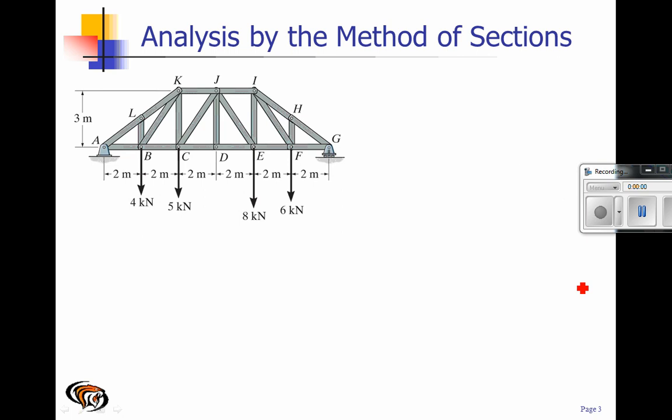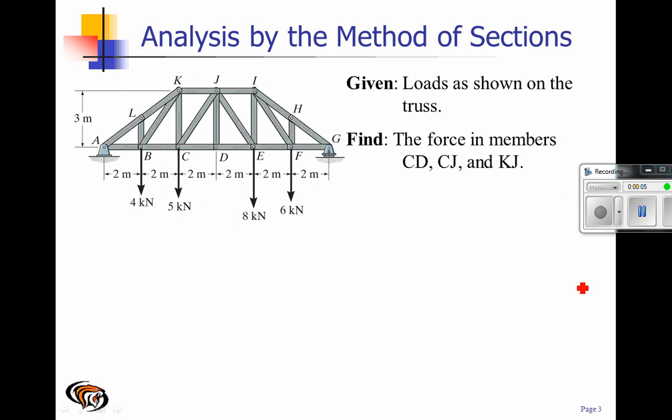In this video, we're going to analyze a truss using the method of sections. The given truss and loading is shown. Basically, we are looking to find the forces in members CD, CJ, and KJ, so this is the more appropriate method. Recall that the method of joints would be appropriate if we needed to find the forces in all the members composing this truss. Let's first come up with an approach.